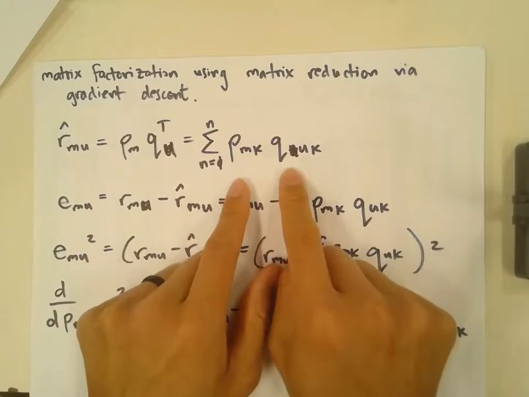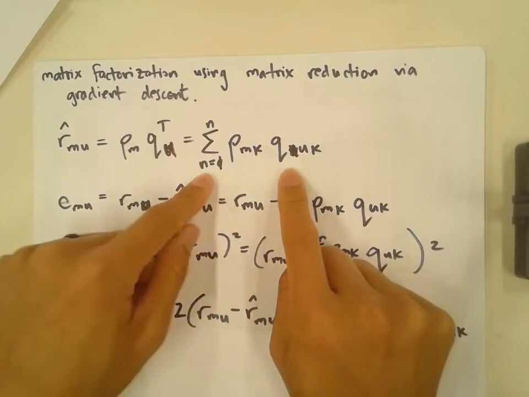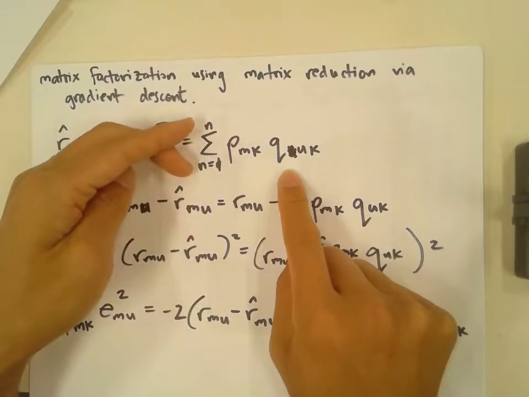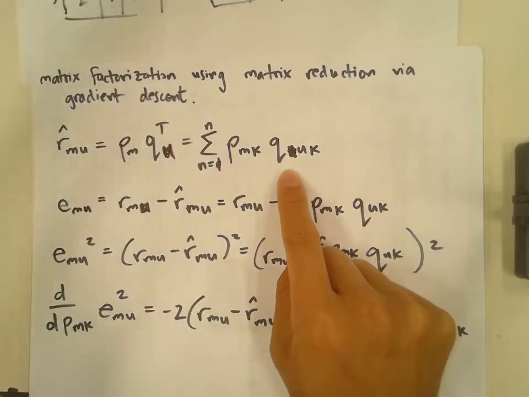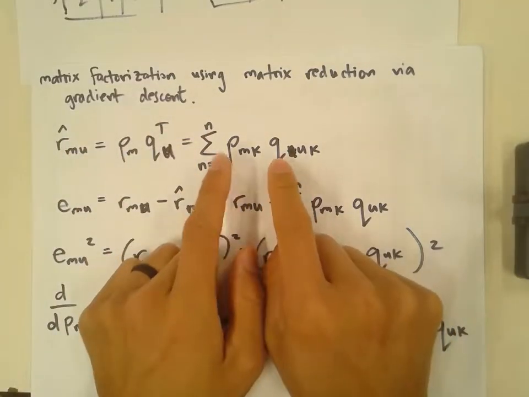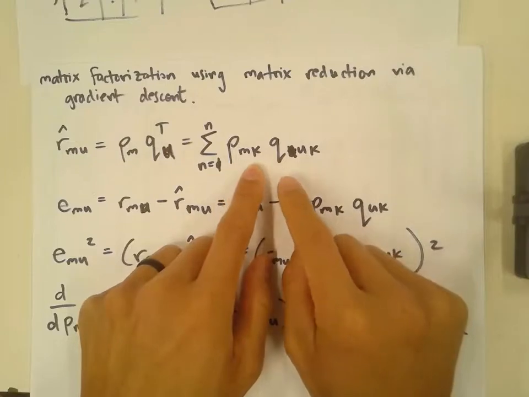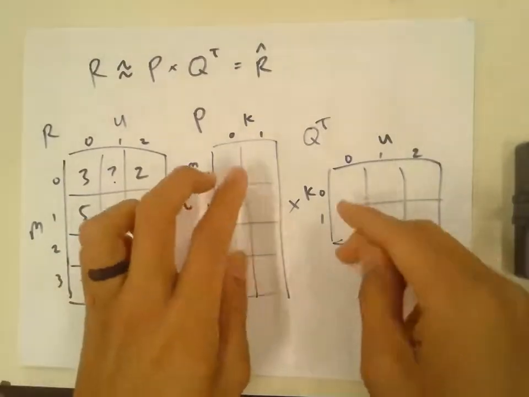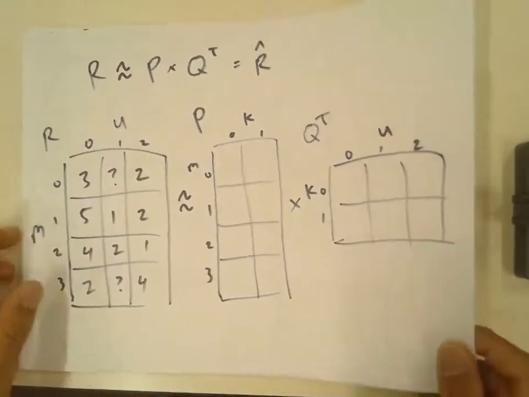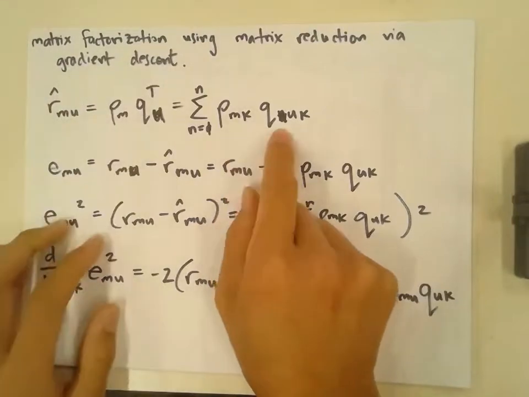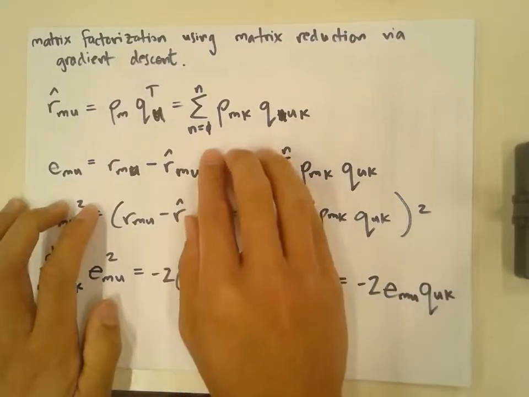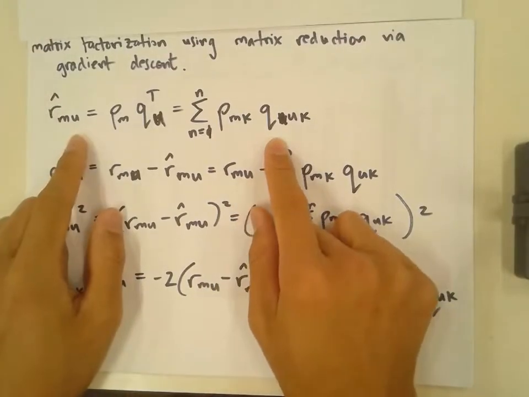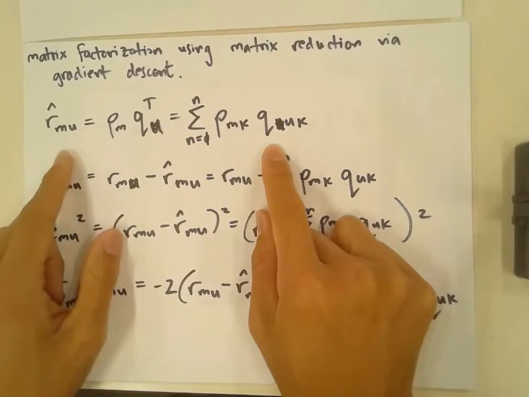If we want to write it a different way, we would write it using a summation. So we have n equal to 1 up to N, and that is the number of entries. And what we're going to do is multiply P of m,k times Q of u,k. What that describes is the process of multiplying the row times the column and adding them all up. So that's that. And this is going to be the element in the matrix.